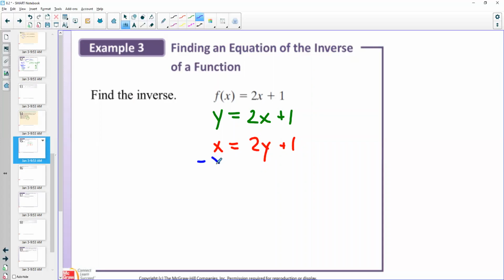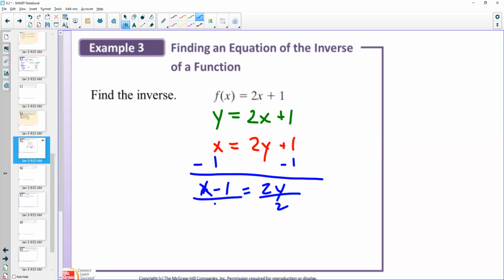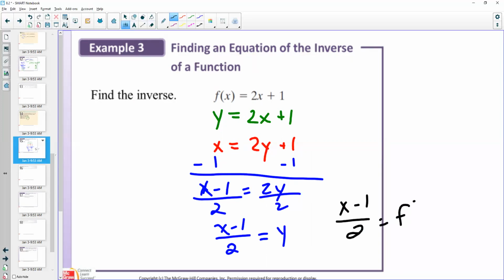So I'm going to move x over there. Oh, sorry, I'm not going to move x over there. I'm going to move 1 over there. Minus 1. So I get x minus 1 equals 2y. I'm going to divide by 2. I get x minus 1 over 2 equals y. The last step is just to swap out where I see y for f inverse of x. That's it. It's done. That's the inverse of the function.